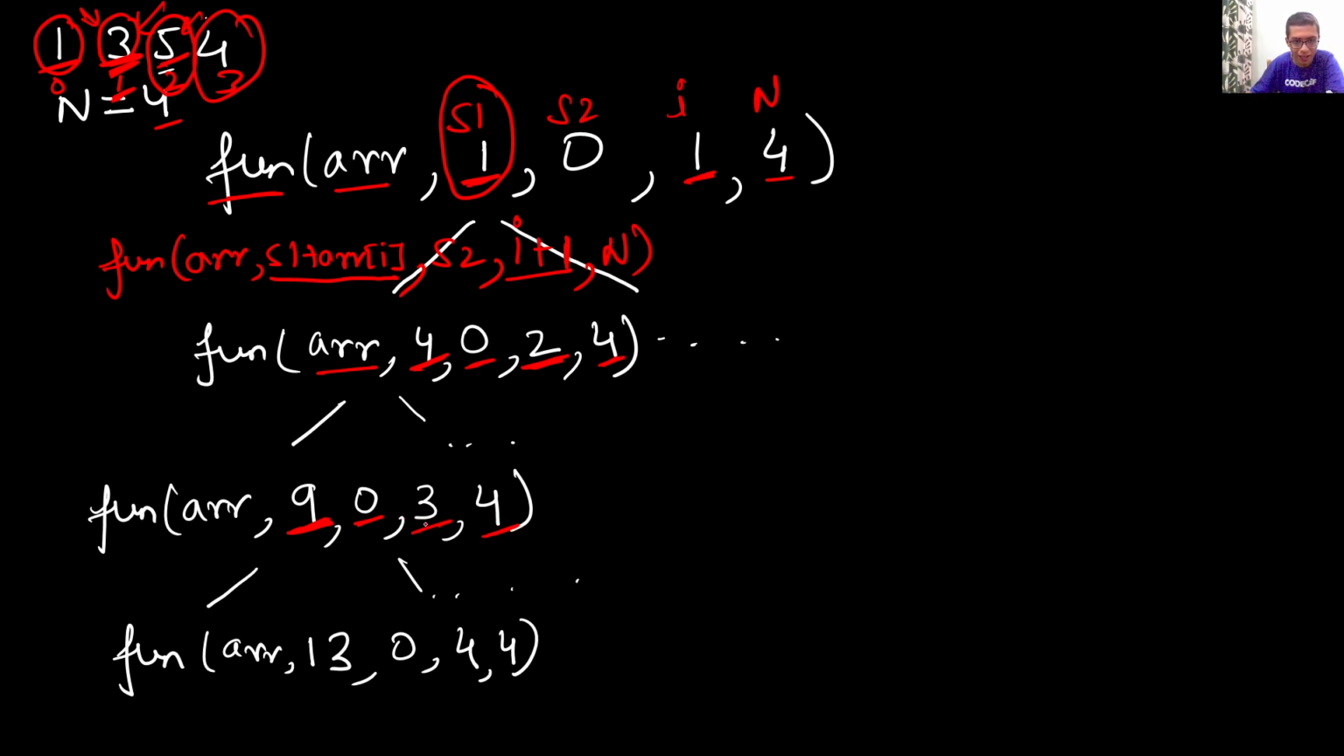So again, I'll add ARR of 3 with this sum 1. ARR of 3 is 4. So I'll add 4 to this 9. So now we have 13.